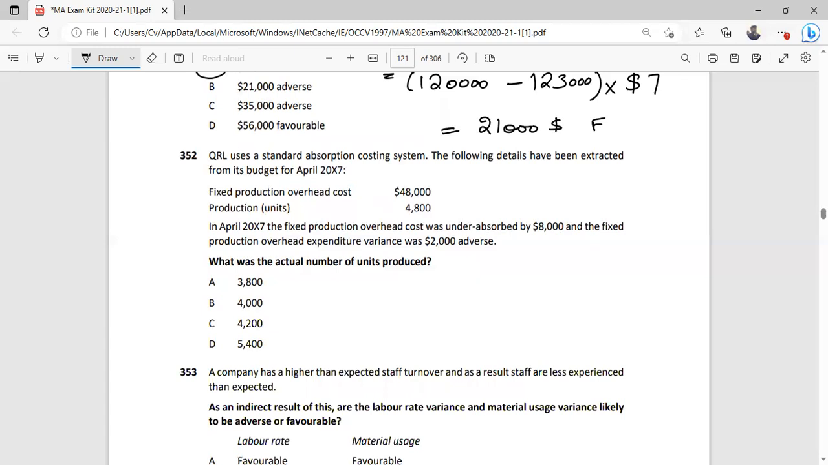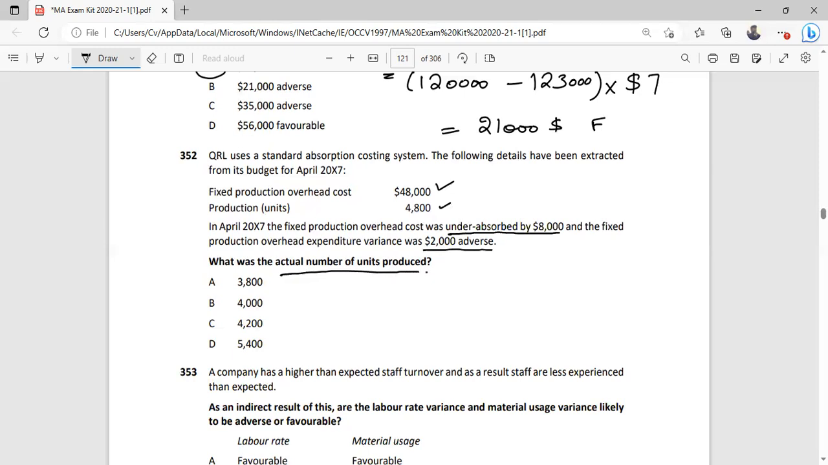QRL uses a standard costing system. The following details have been extracted from its budget for April 20X7. Fixed production overheads cost $48,000. Production units 4,800. In April 2006, the fixed production overhead cost was under-absorbed by $8,000 and the fixed overhead expenditure was 2,000 adverse. What is the actual number of units produced?